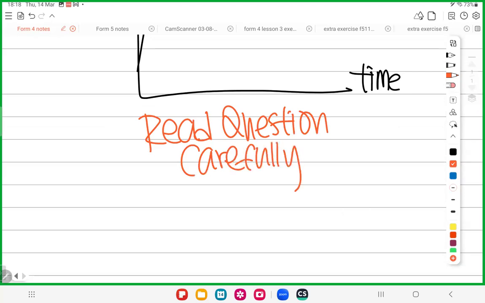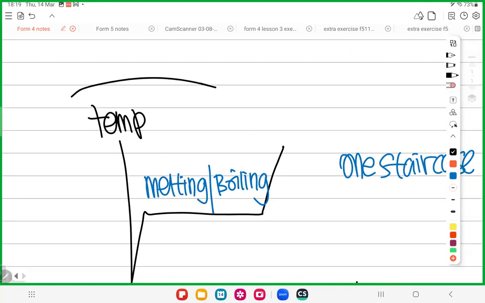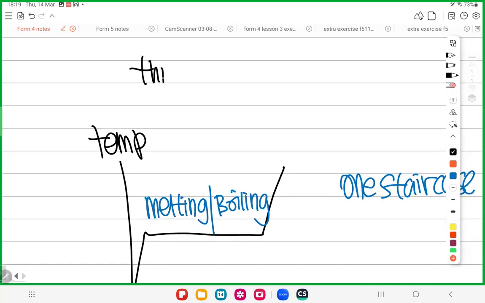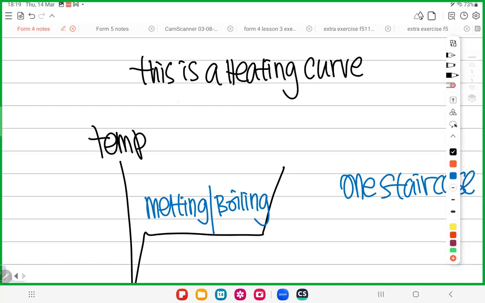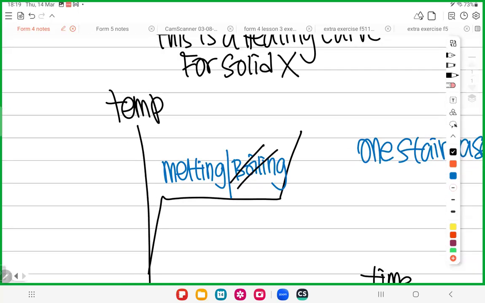What do I mean by read the question carefully? You must read the question to figure out the starting form. Starting form means whether they start from a solid or from a liquid. Example: let's say the question sounds like this. They say this is a heating curve for solid X. Do you know what process it is? Yes, you're starting with a solid. When you heat a solid, it melts, am I right? When I give you a solid and I heat it, no way it will boil first.